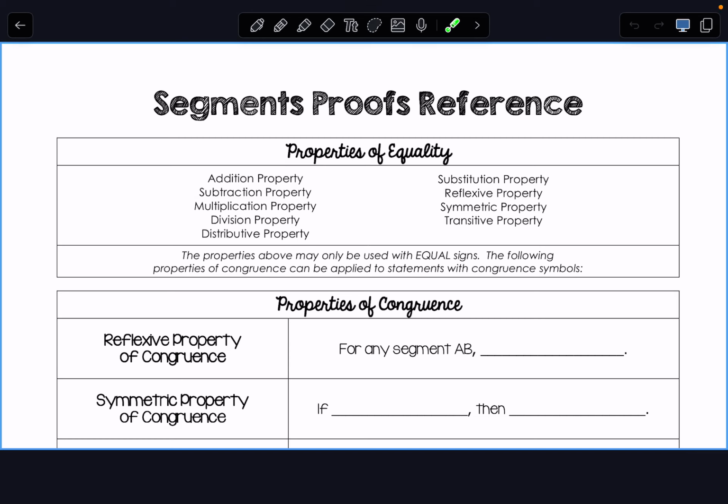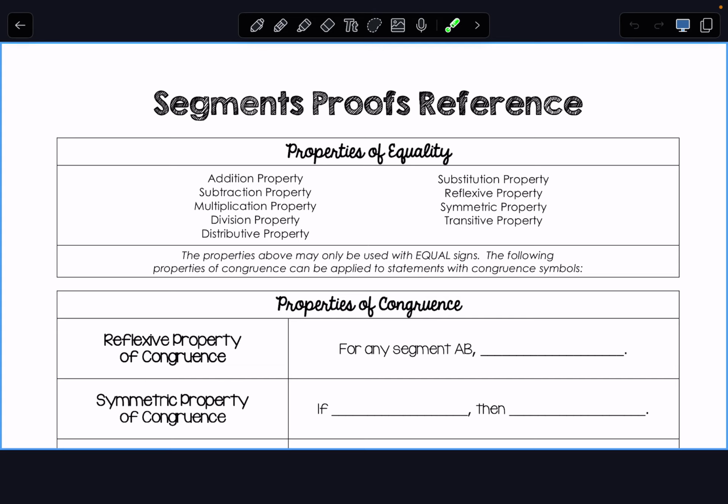Today is an important day because we are going to start writing proofs about geometry, okay? We spent a couple days, you guys got really good at proofs about algebra, but now we're going to talk about proofs involving geometry. So our first hurdle are segment proofs. So just segments, okay?